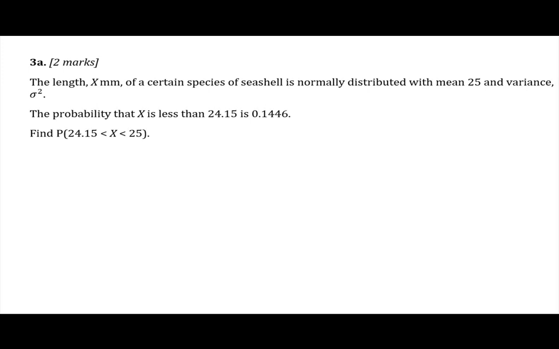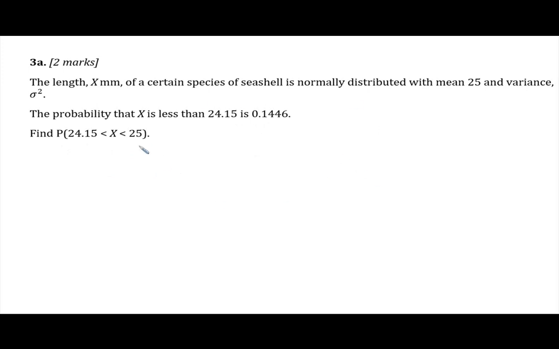Alright, so let's take a look at this normal distribution question. It says the length x millimeters of a certain species of seashell is normally distributed with mean 25 and variance sigma squared. The probability that x is less than 24.15 is 0.1446. Find the probability of x being between 24.15 and 25.